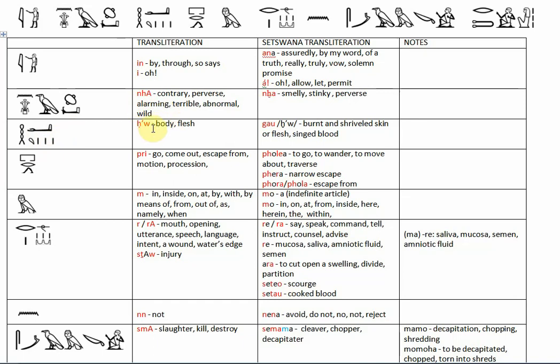Body, flesh, kheu, body or flesh. We have the word as khau or sekhau, right? Which means burned and shriveled skin or flesh, singed blood. Okay, let me do this. All right, sekhau, khau.